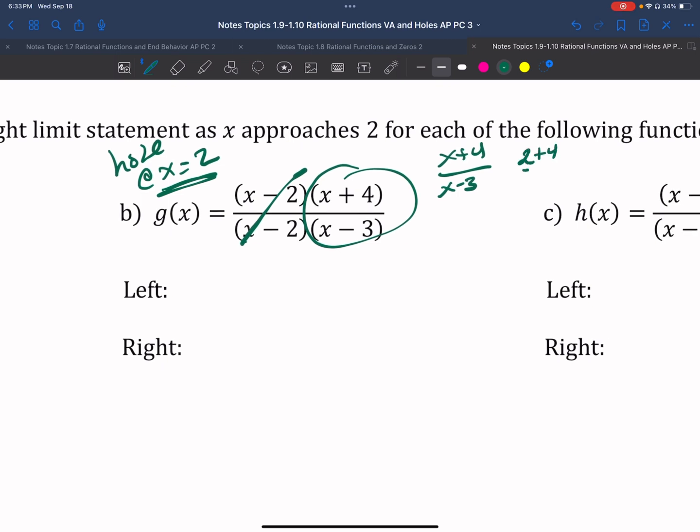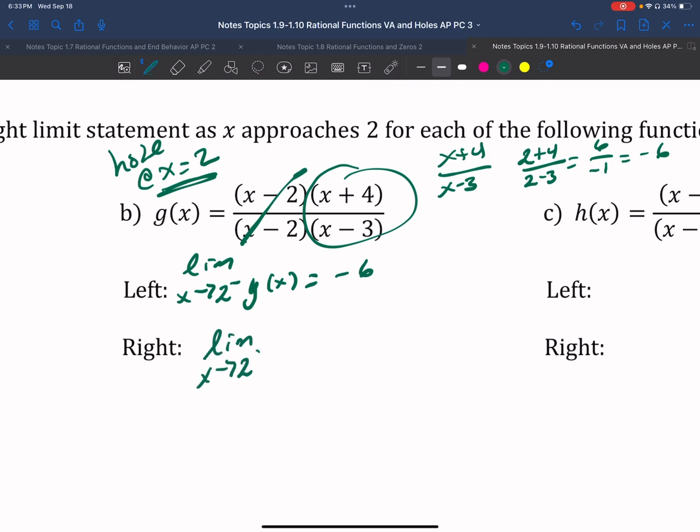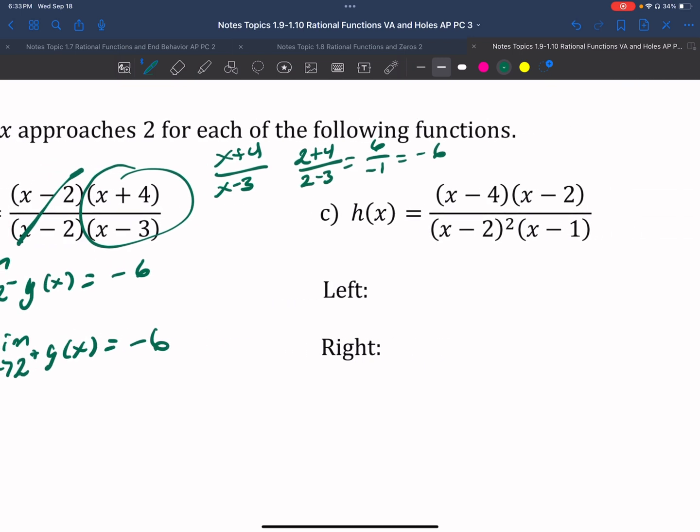So 2 plus 4 over 2 minus 3. 2 plus 4 is 6. 2 minus 3 is negative 1. So that simplifies to negative 6. So I know that the limit as x approaches 2 from the left of g of x is equal to negative 6. And I know that the limit as x approaches 2 from the right for g of x is equal to negative 6.